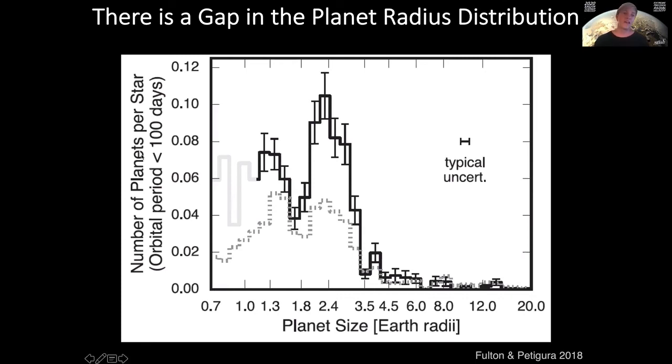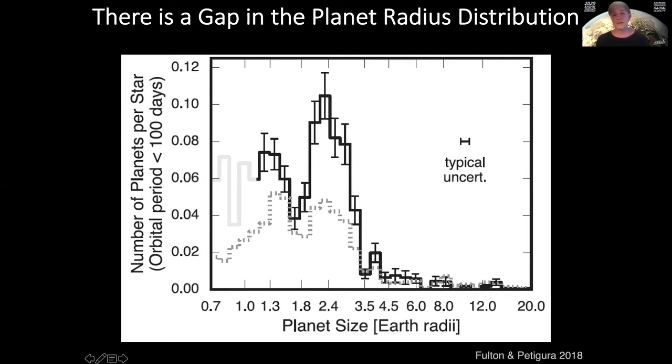What you see are the number of planets per star with orbital periods less than 100 days as a function of planet size. If you trace the black line, you can see that planets that are roughly Earth-sized are quite common. Then there's a deficit of planets around 1.8 to 2.4 Earth radii, and then you have a lot of planets around here. And then if you go to even larger sizes, the number of planets declines again.